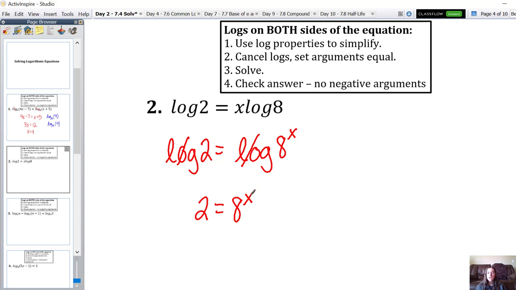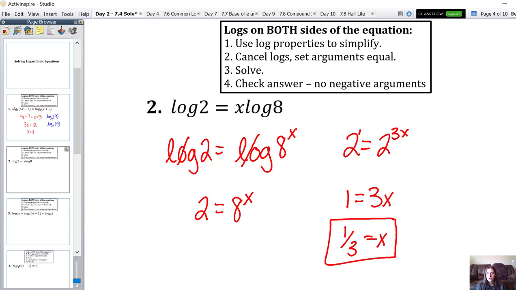Now since we're solving for an exponent, we're going to have to change that base. I can change the 8 to a 2 cubed. So I have 2 equals 2 cubed, and then keep the x. This 2 on the left-hand side has a power of 1, and we can set those exponents equal to each other. So 1 equals 3x, dividing by 3, our x value is 1/3.